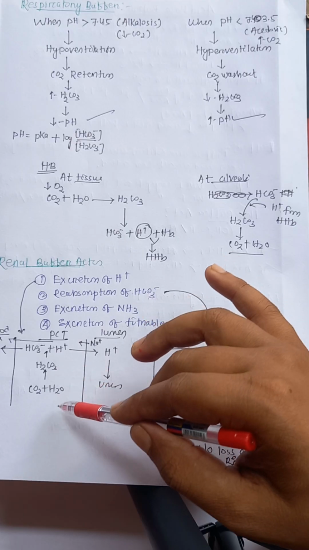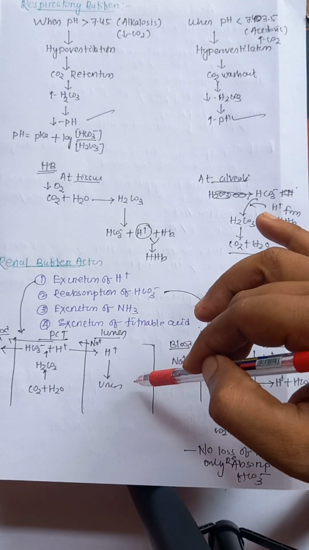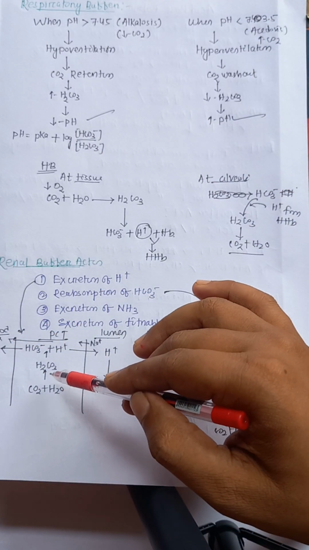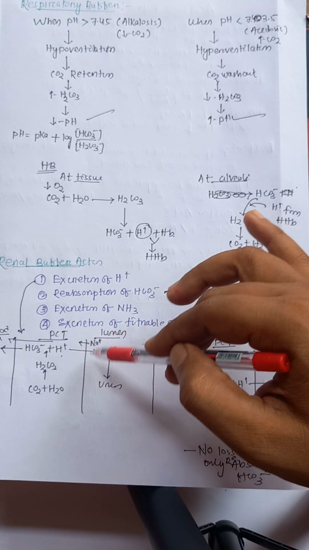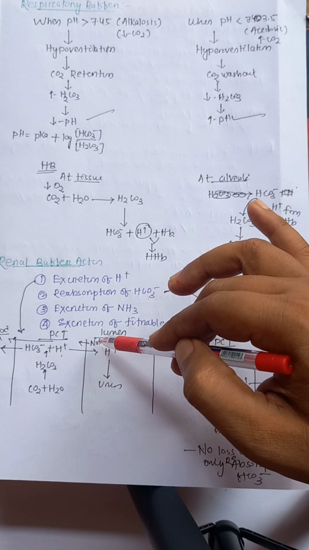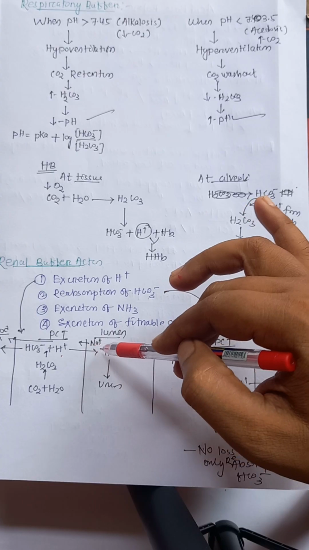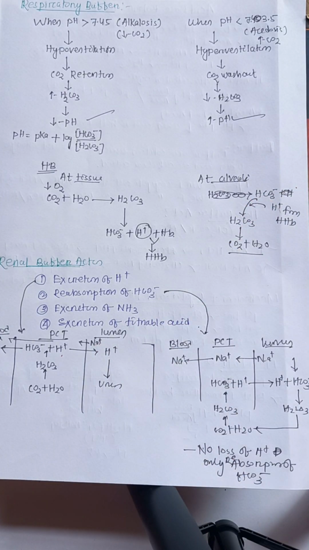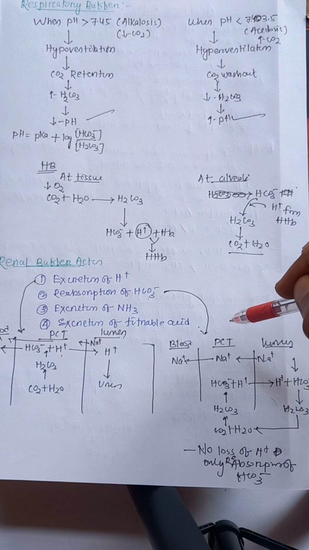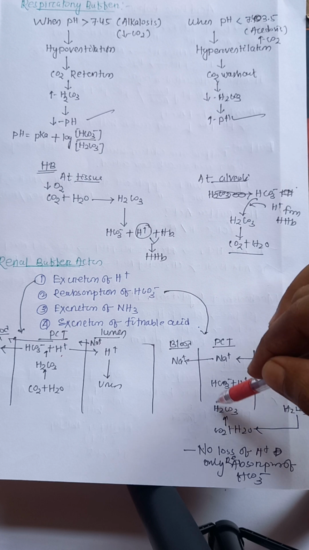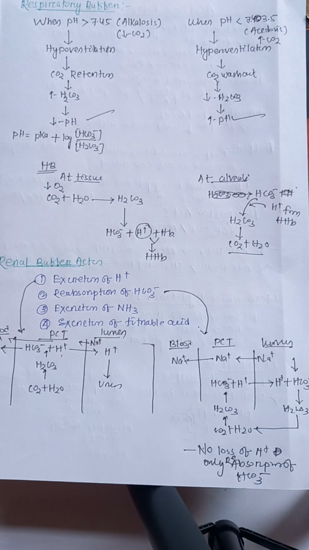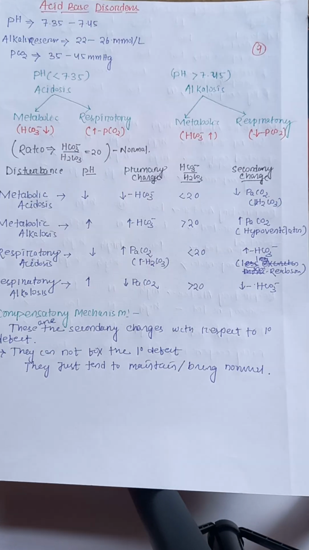Okay, CO2, this is the PCT, and this is the PCT cell, and this is the lumen, and this is the blood vessel. CO2 combines to form H2CO3, H+ comes, HCO3- gets absorbed, and sodium gets absorbed. The sodium-hydrogen exchanger is present in the PCT. Sodium gets reabsorbed, hydrogen gets pushed into the lumen. Like this, H+ is excreted. And in the case of HCO3- absorption, HCO3- is secreted into the lumen and gets reabsorbed by this process. There will be no loss of H+ by this process. Okay, remember this.